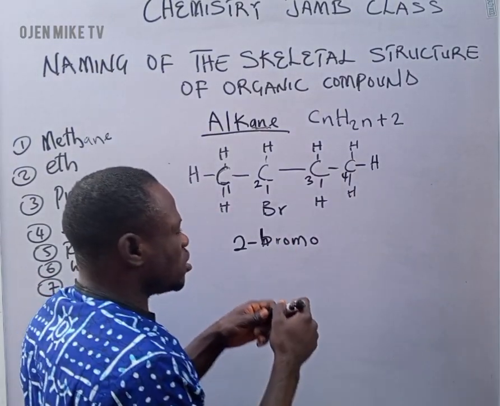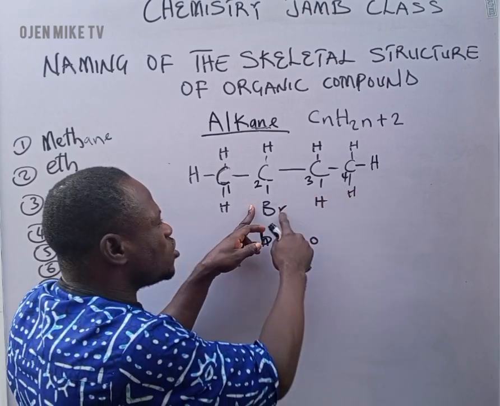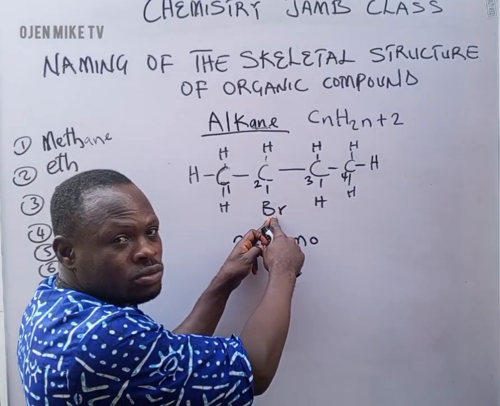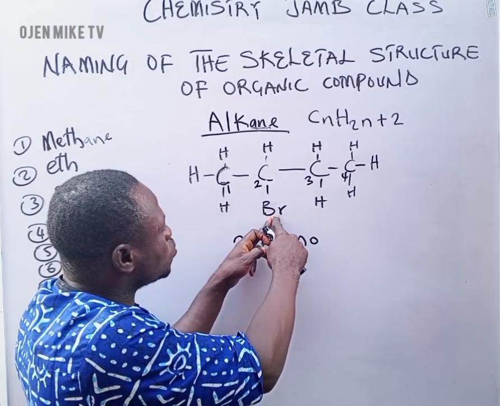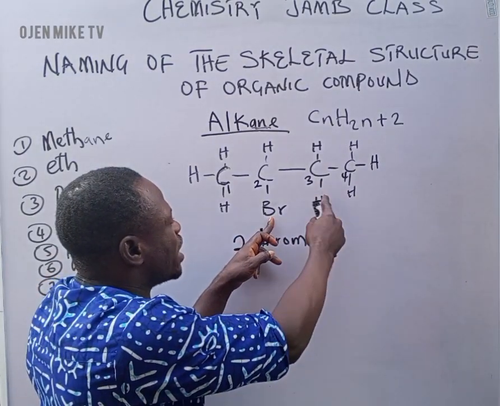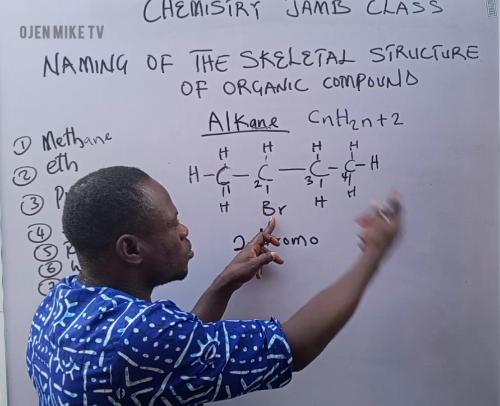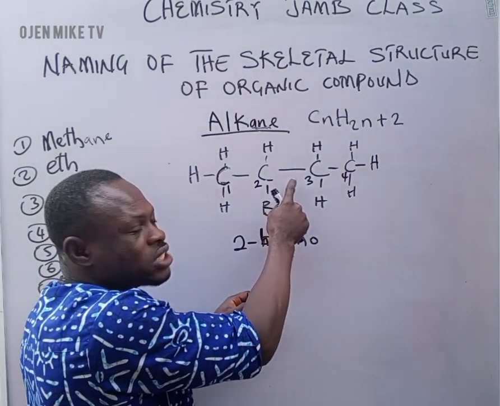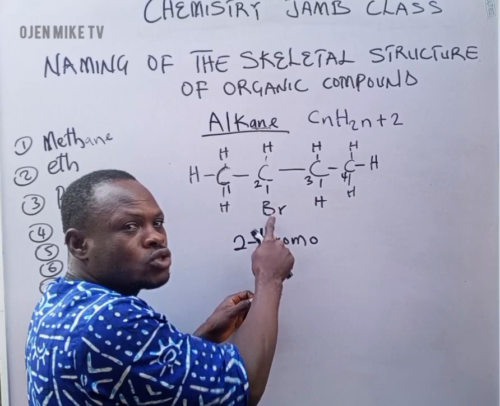Now you say 2-bromo. What is the chain? Do you see another child here? You have not seen another child. You only have one child, and that child is bromine. Do you understand? The name of that child is what? Bromine. We don't have another child like ethyl, chlorine, and so on and so forth. So the only child attached to this carbon atom is what? Bromine. So we only have one.